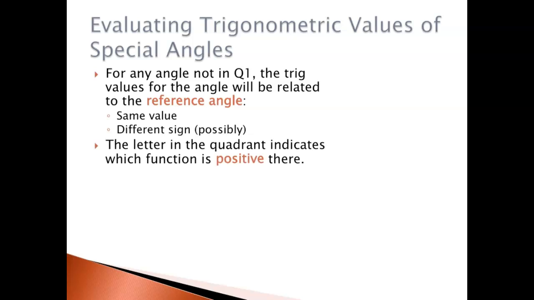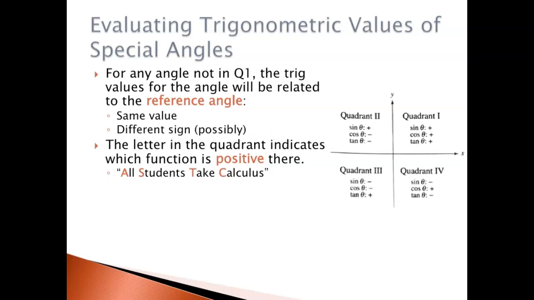Now, the letter in the quadrant that you see there in your notes indicates which function is going to be positive there. And the easiest way, I think, to remember what is positive in each quadrant is to use this: All Students Take Calculus, where the beginning of each letter corresponds to what is positive in each quadrant.